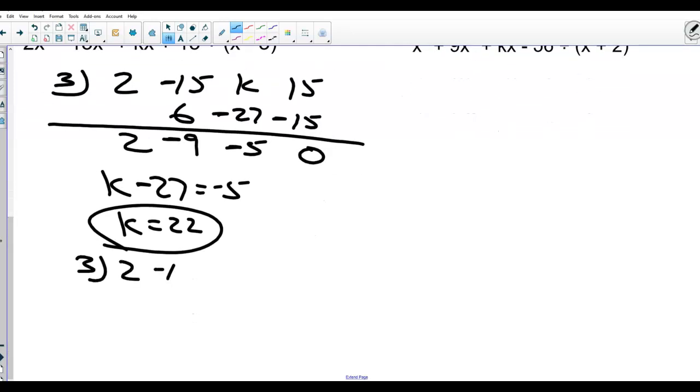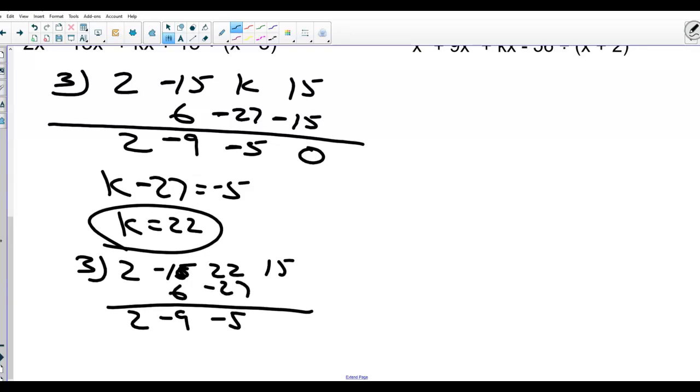Now, if you want to check your work, feel free to. 3, put the k in and see what happens. You should get back to a 0. 2, we get 6, negative 9, negative 27, negative 5, negative 15, and it's 0. That means this 22 has to be correct.